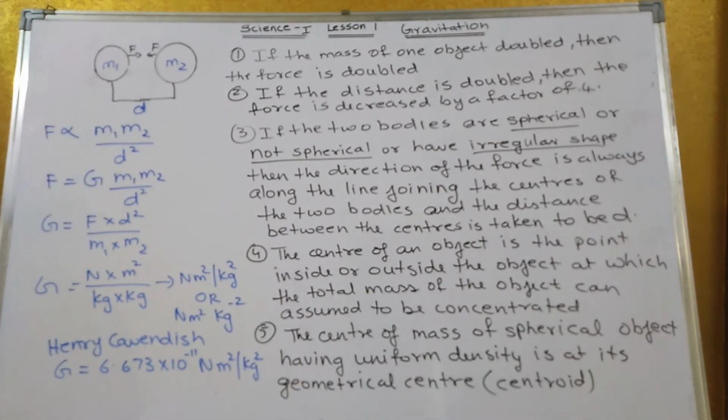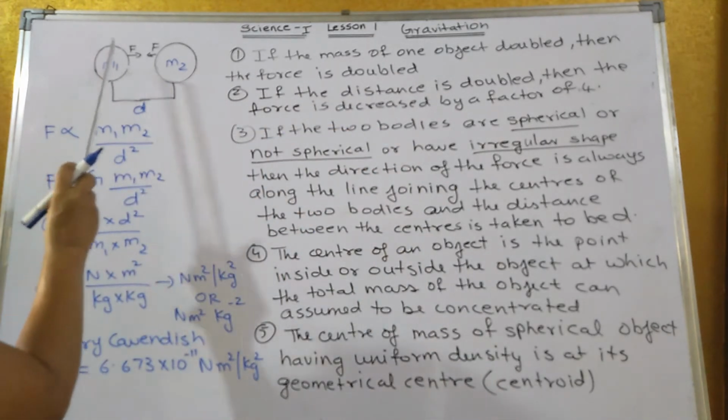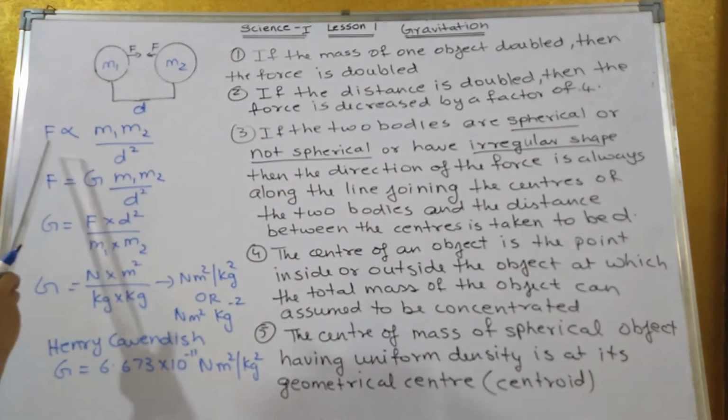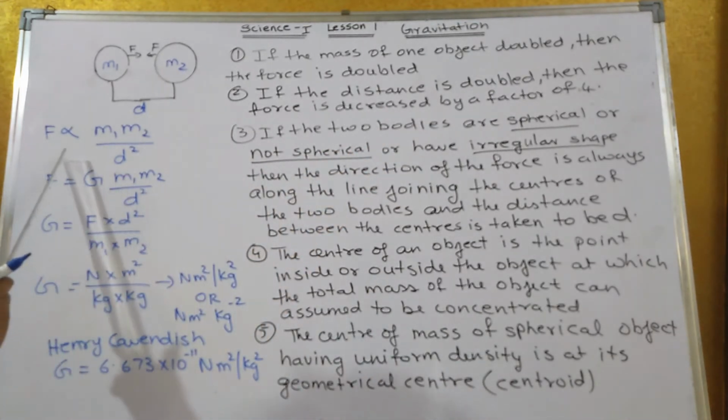Now if the mass of one of the objects is doubled, then the force will also be doubled. But if the distance is doubled, then the force will decrease by a factor of 4. Why will it decrease? Because it is inversely proportional to the square of the distance between them.